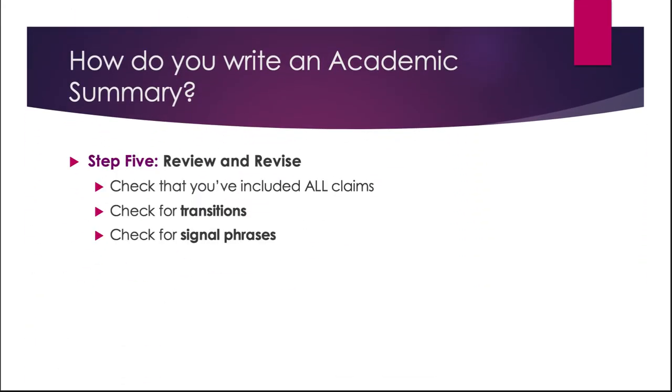So finally, we're here at step 5, review and revise. You need to check and make sure that you've included all claims. If you started with an outline or a source map, that's going to be a lot easier. You want to check for transitions. Every paragraph should begin and end with a transition. And then within paragraphs, you need transitions to kind of explain how the writer goes from one point to the next point to the next.